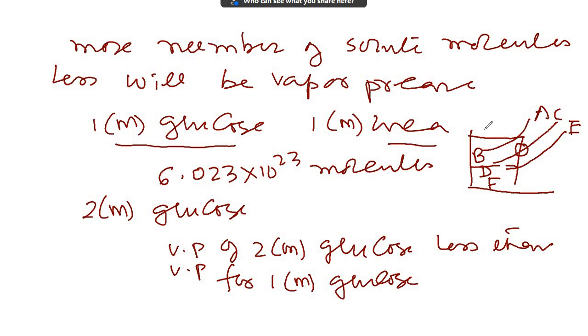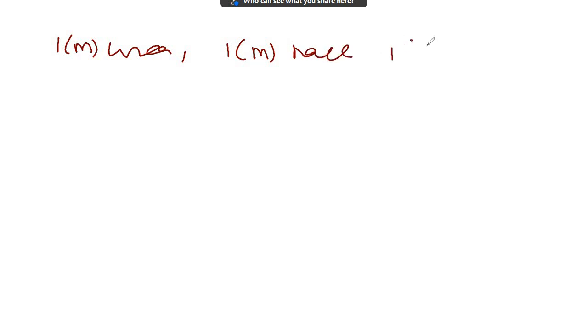This is the first part. But if I take 1 molar solutions only, in this case I have taken 1 molar urea, 1 molar NaCl, 1 molar MgCl2, 1 molar AlCl3. In all the cases, the concentration is the same. So obviously, the colligative property, that means vapor pressure lowering, would be the same in all cases.